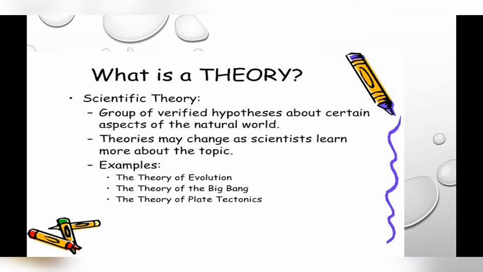Now the third step is theory. What is theory? Theory is a group of verified hypotheses about certain aspects of the natural world. Theories may change as scientists learn more about the topic. Examples of theories are the theory of evolution, the theory of Big Bang, and the theory of plate tectonics.